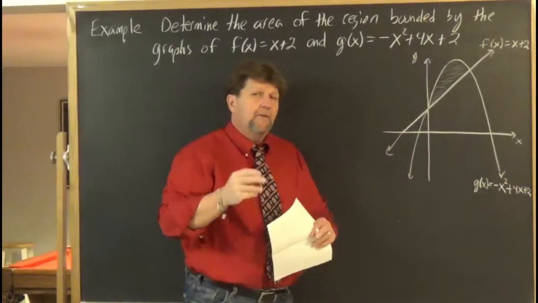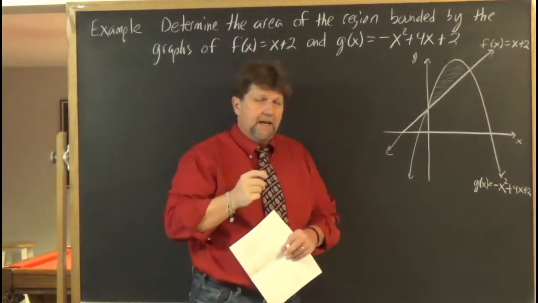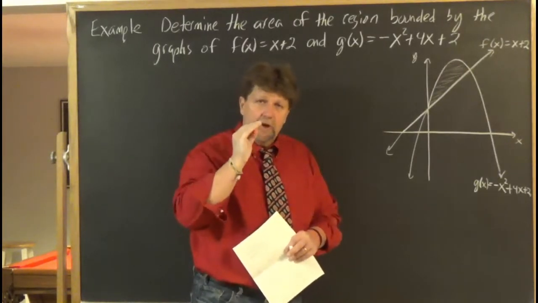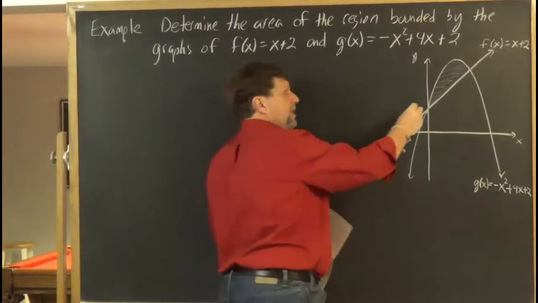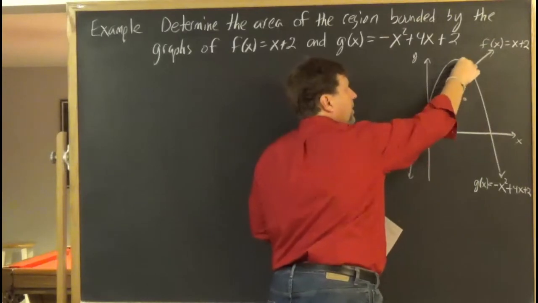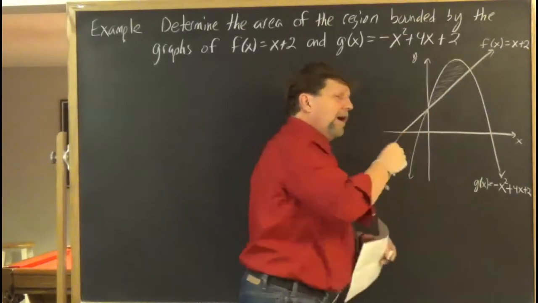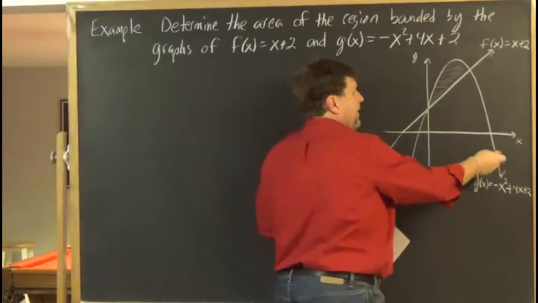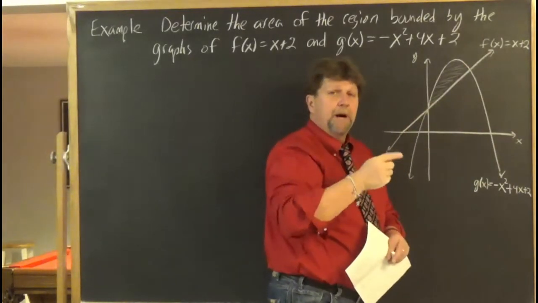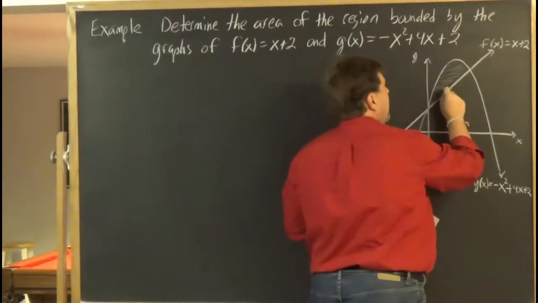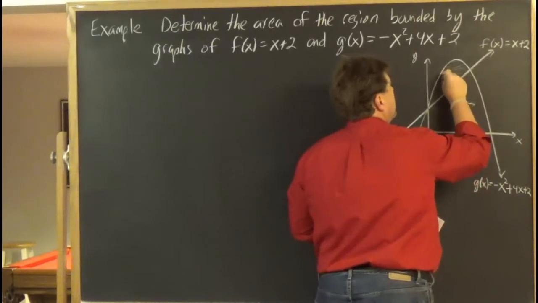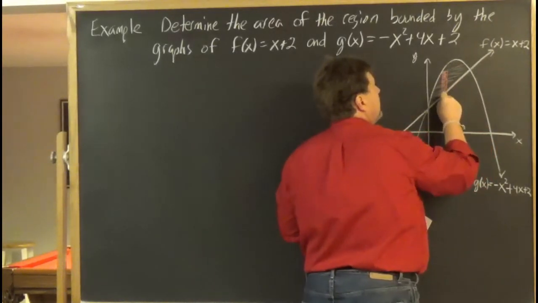Okay, next I would sketch in a representative rectangle. And I'm going to use a vertical representative rectangle. Notice, no matter where I decide to put the representative rectangle, I could put it here, or here, or here, or over here. No matter where I put it, function g would be the top curve, and function f would be the bottom curve. So I'm going to opt to just put that representative rectangle right here, and I shade it in a little.